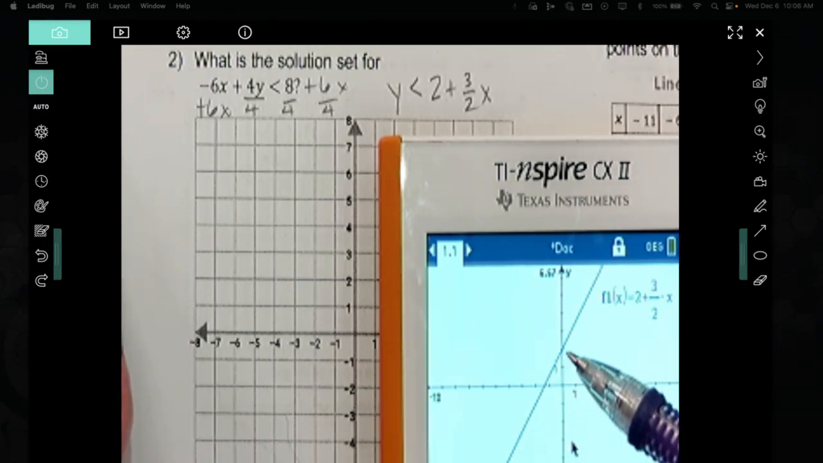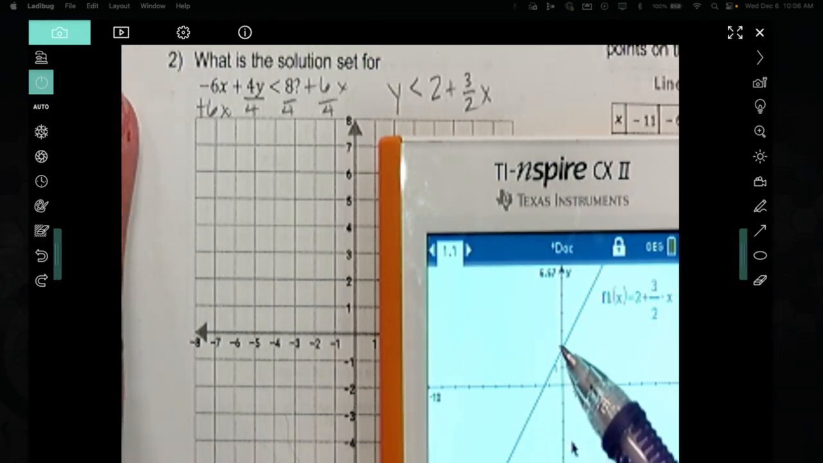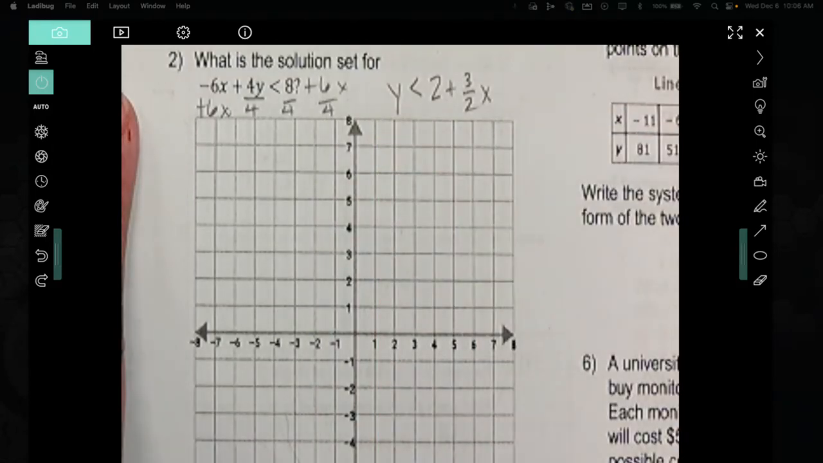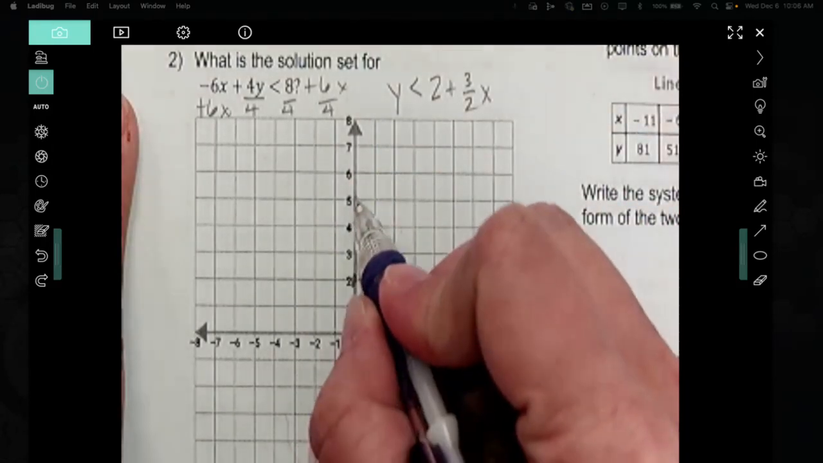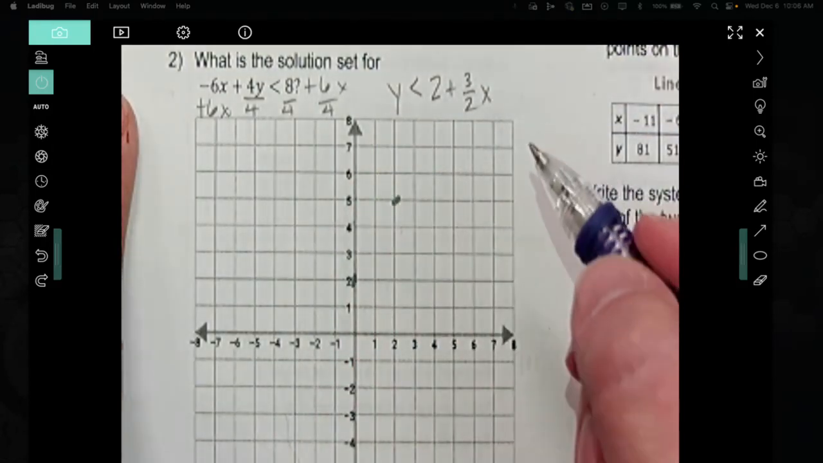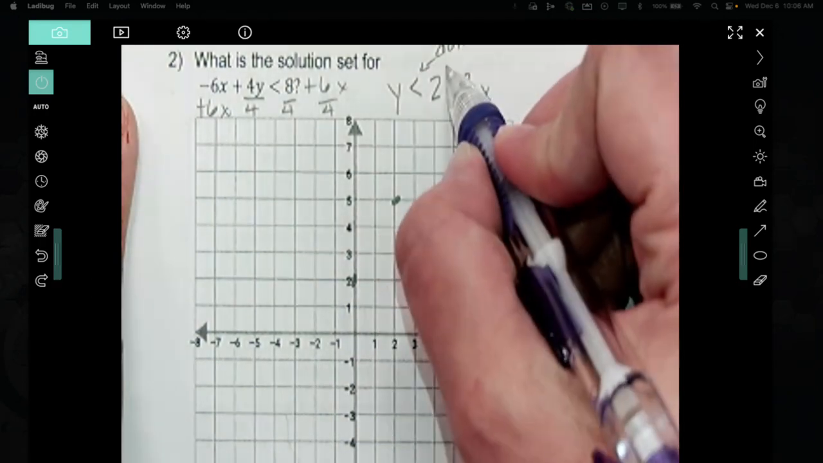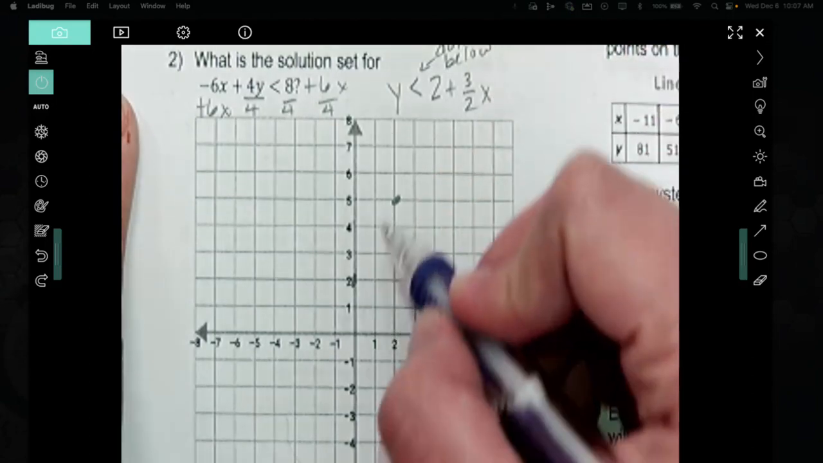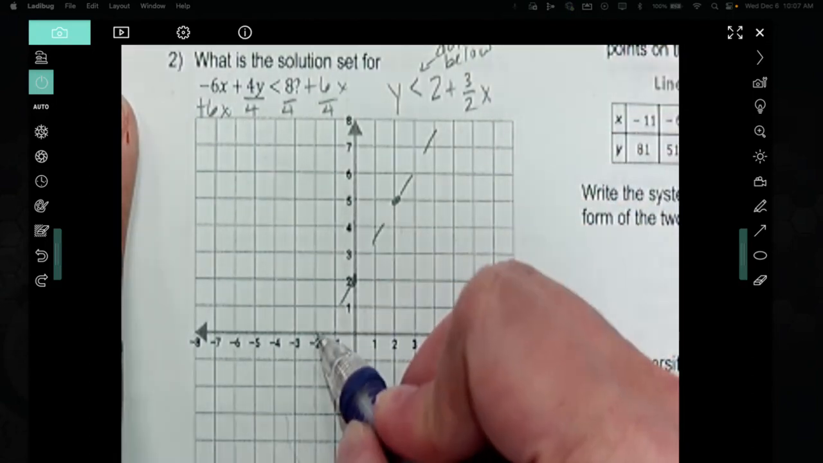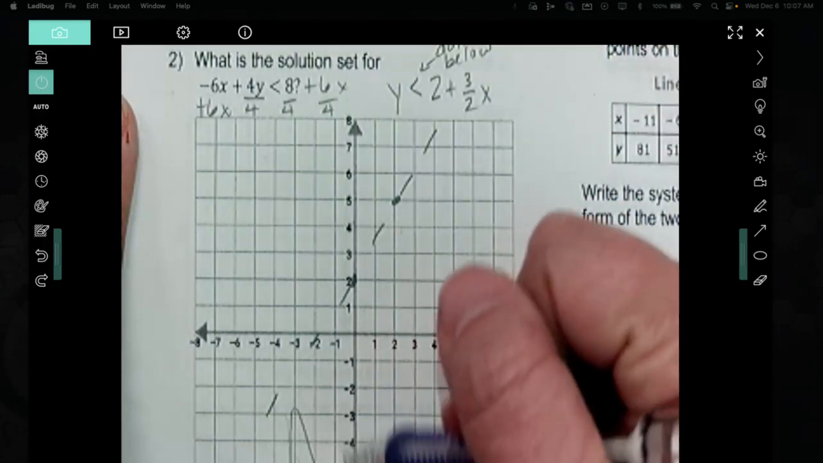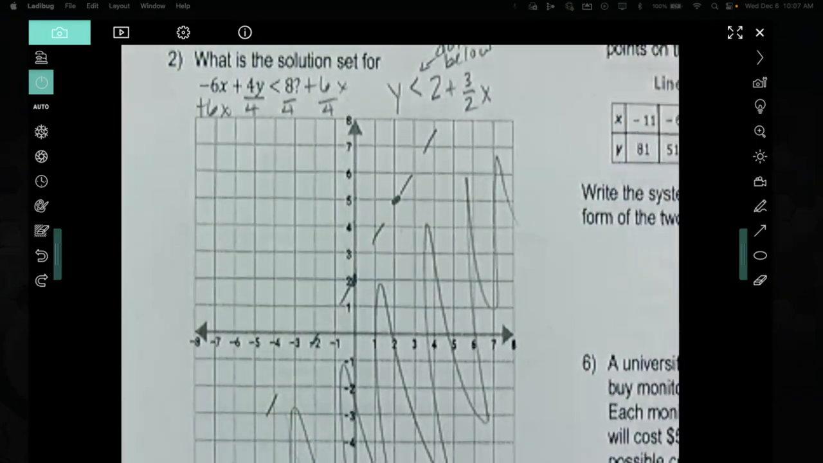So you can see this starts at 2, right? We went up 3 over 2 for our rise over our run. This means that it is going to be a dotted line and it's below because it is a less than. So here's my dotted line and below.